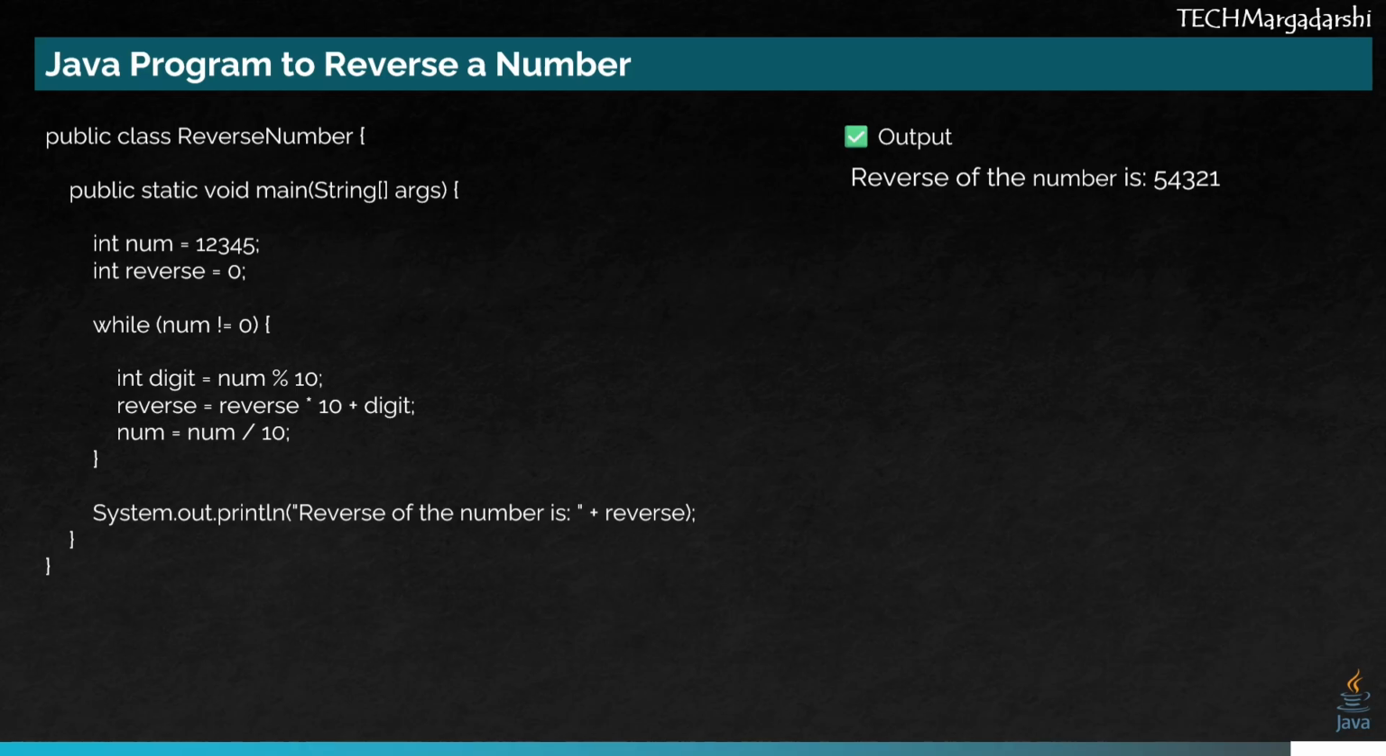This process continues until the number becomes 0. For 12345, the reverse number will be 54321. This program is important for understanding loops, modulus, integer division, and number manipulation in Java.